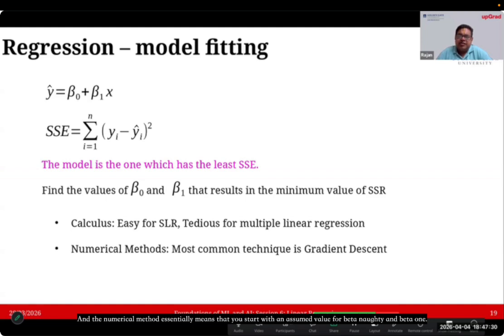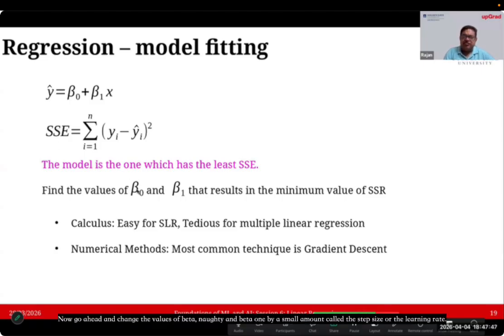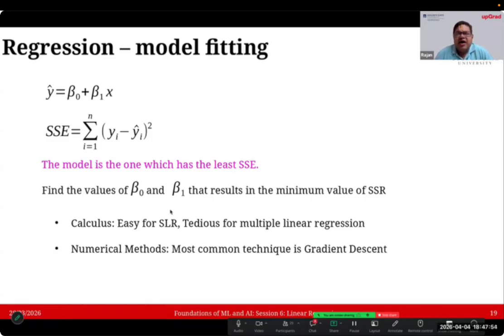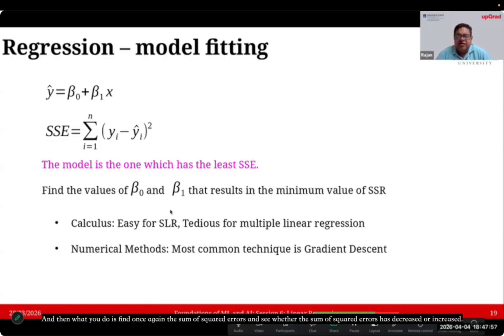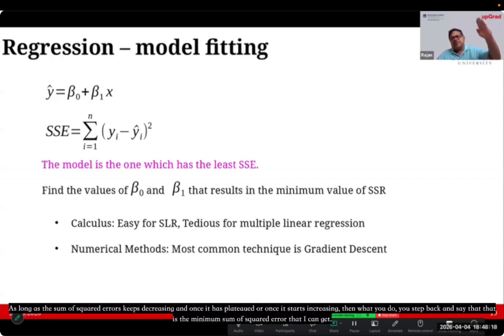And the numerical method essentially means that we start with an assumed value for beta naught and beta 1. With those values, make the predictions, calculate the errors. Now go ahead and change the values of beta naught and beta 1 by a small amount called the step size or the learning rate. And then find once again the sum of squared errors, and see whether it has decreased or increased. If it has decreased, then you know that the previous value was not the minimum. Therefore, you start with the new value and then repeat the process again, as long as the sum of squared errors keeps decreasing.